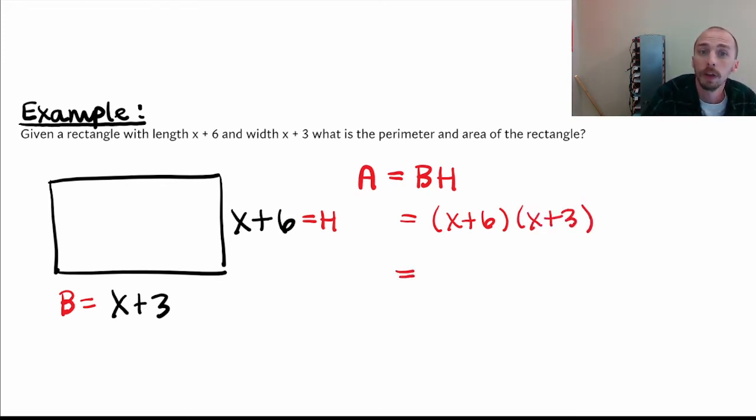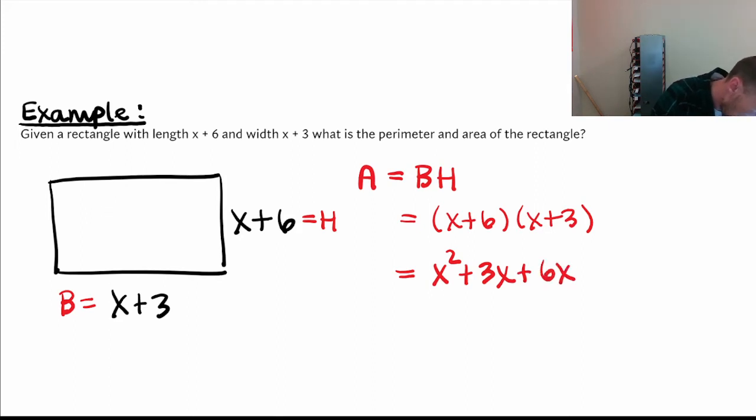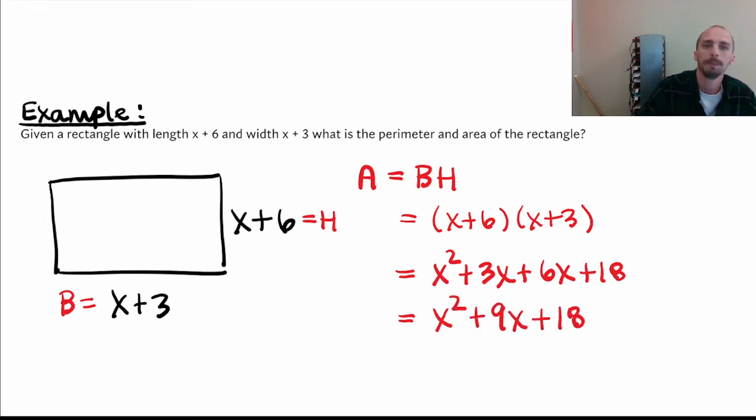And maybe you don't need to use the box for this, and maybe you're going to say, okay, I just need to make sure I distribute the x over x plus 3, so that would be x squared plus 3x, and then the 6 over x plus 3, so that would be 6x and 18. And then that would be x squared plus 9x plus 18. Maybe we've done this before, just not in the context of a geometry problem.